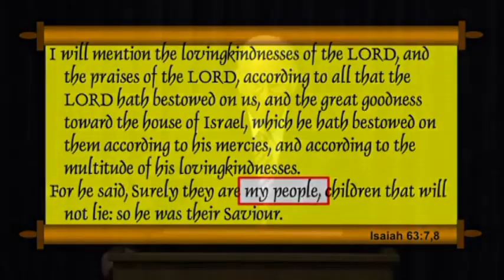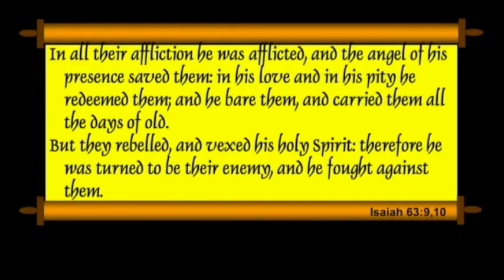Them designating "my people" is important to see, the underscore, especially if you understand Hosea, the first couple of chapters, because there was a time when God had set them aside, not here. And this is a reinstatement, so to speak. In all their affliction, he was afflicted, and the angel of his presence saved them. In his love and his pity, he redeemed them, he bare them, he carried them all the days of old.